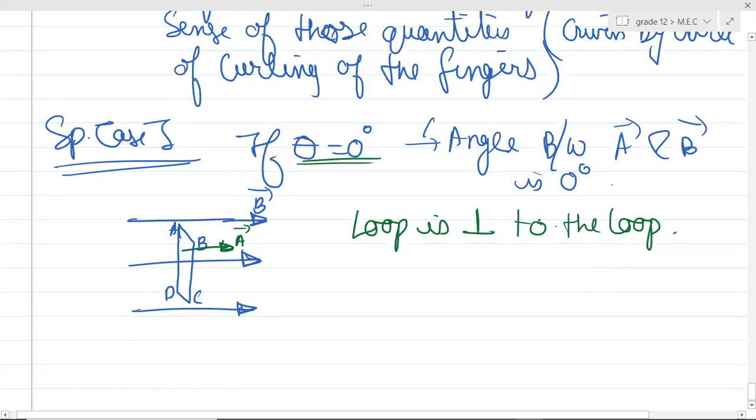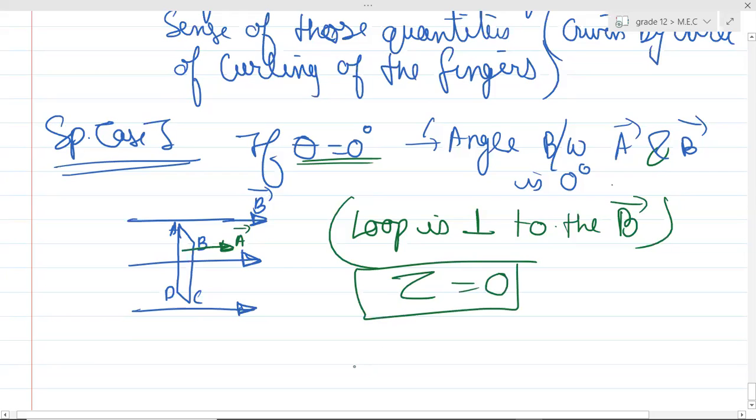When the loop is perpendicular to the magnetic field, the angle between the area vector and the magnetic field vector will be 0. In this case, the torque acting on it will be 0. Yes or no? Is this clear, guys?